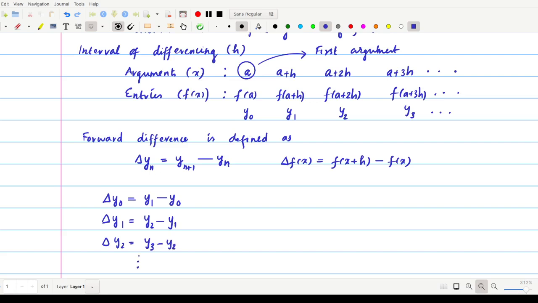In the similar notation, delta f of a is equal to f of a plus h minus f of a. Similarly, delta f of a plus h is obtained by considering the difference f of a plus 2h minus f of a plus h, and so on. So this is the definition of forward difference.